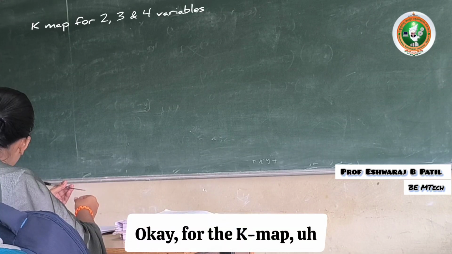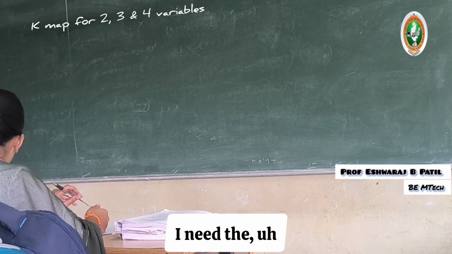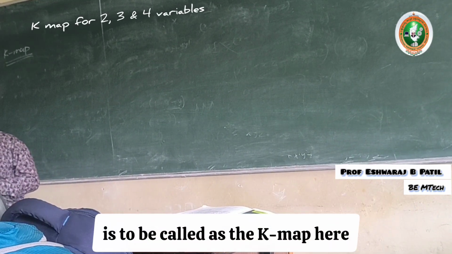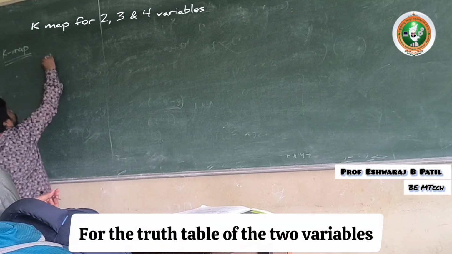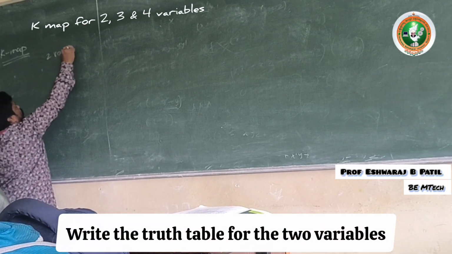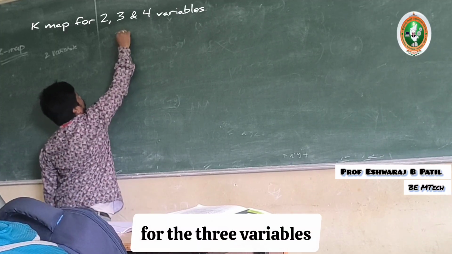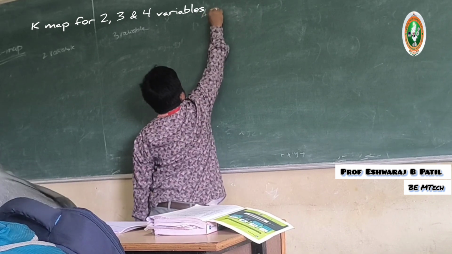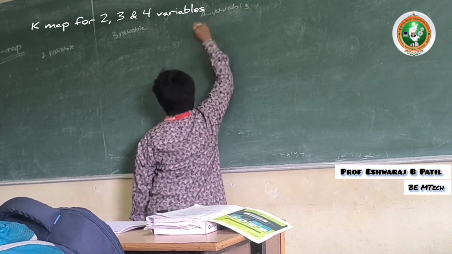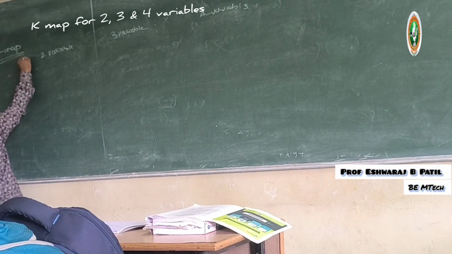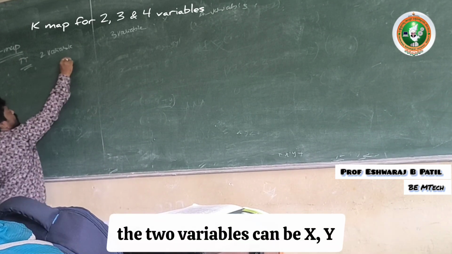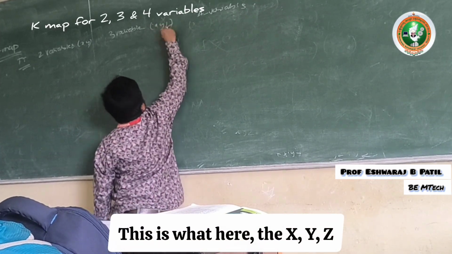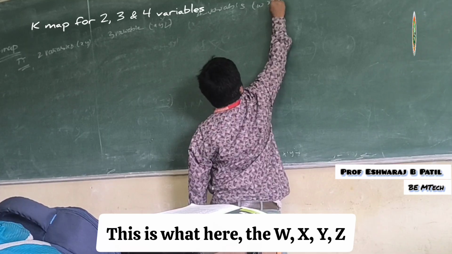Okay, for the K-map, I need the truth table here. Transferring the complete truth table into the mapping is called the K-map. Write the truth table for 2 variables, for 3 variables, and up to 4 variables. The 2 variables can be x, y. For 3 variables, x, y, z. For 4 variables, w, x, y, z.